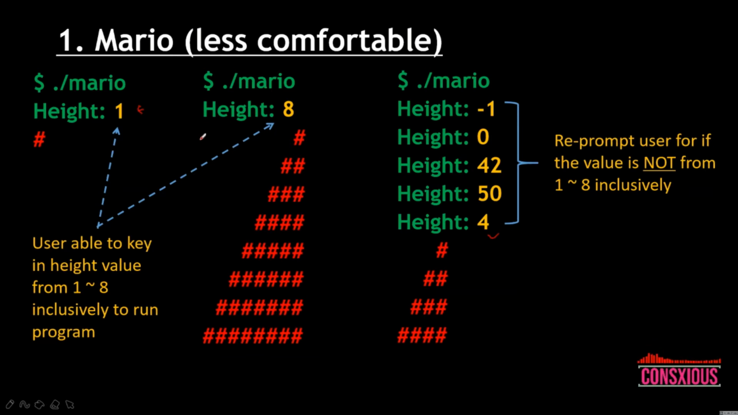You can see the hashes at the back, and the more hashes will be at the front here. The rows still stay the same. You can see there are actually 8 rows here, and here there are 4 rows, right? So this is the structure of the program and the printout result.